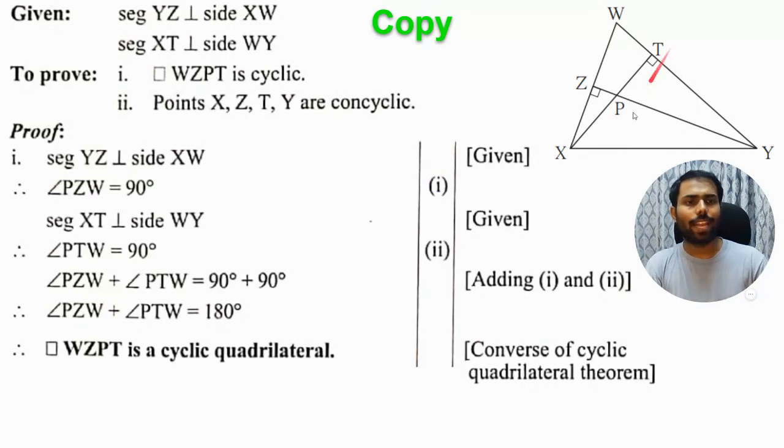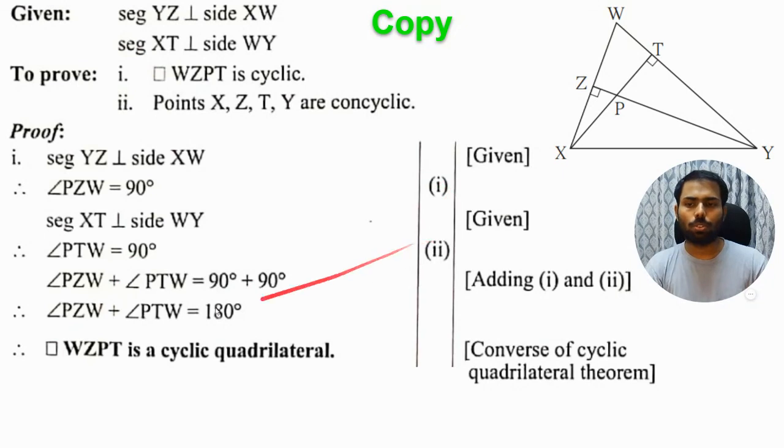Similarly, you say XT is perpendicular to side WY, right? XT is perpendicular to side WY. So what does that mean? Angle PTW. PTW is over here. Angle PTW is also 90 degrees. So this will be 90 degrees, and this will be 90 degrees. Add both. So adding both, 90 plus 90, adding 1 and 2.